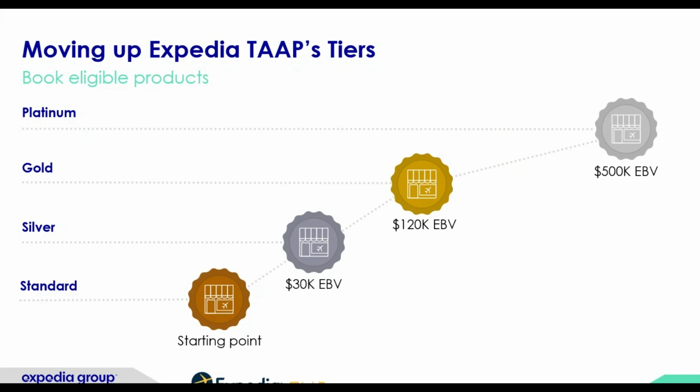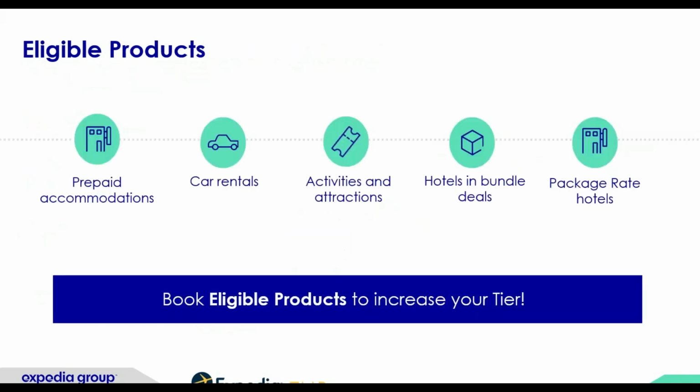There are certain products that are classified as eligible products that are counted towards your status level. So let's take a look at what these are. So as I said, eligible products count towards getting you to a higher tier level. Products to focus on booking are prepaid accommodations, car rental, activities and attractions, as well as all those in bundle deals. These are the products you want to push when booking your travelers to get to the next tier for more benefits. So we're going to talk about package rate hotels shortly. This program is offered to silver and above affiliates only.